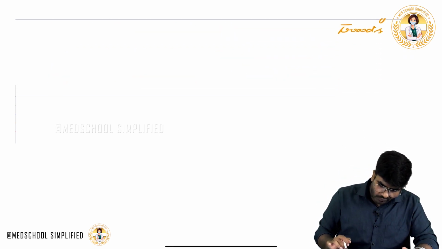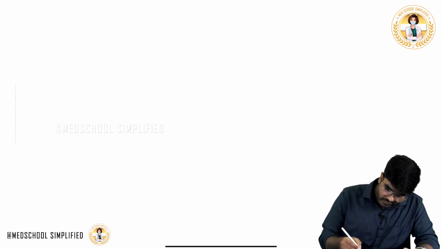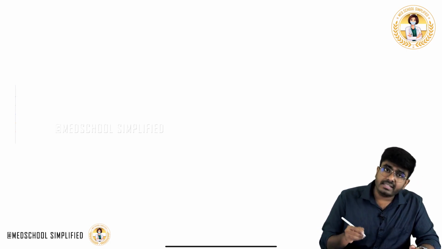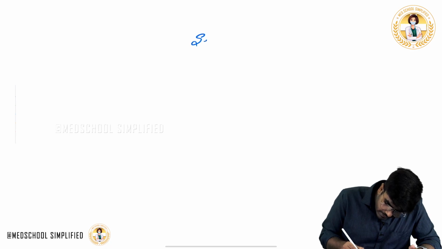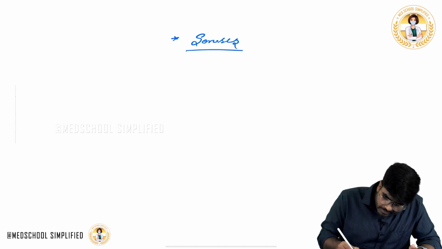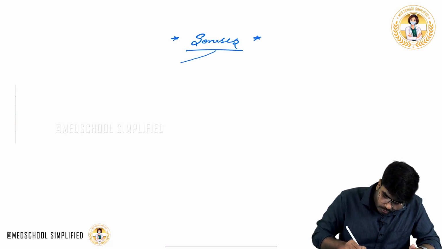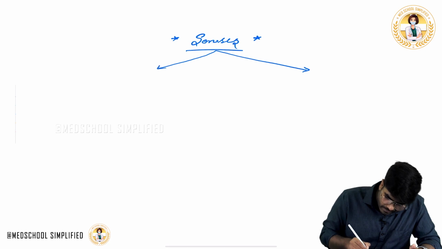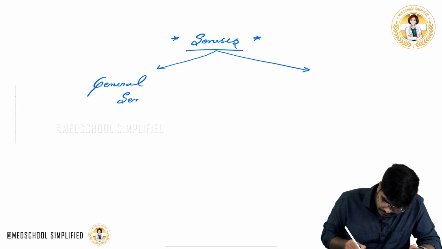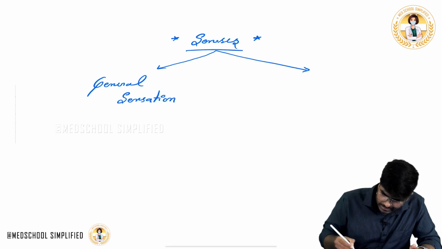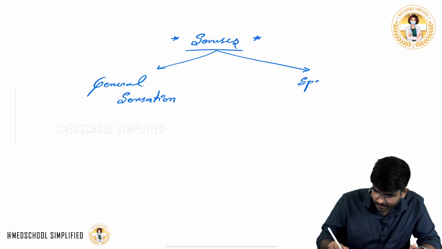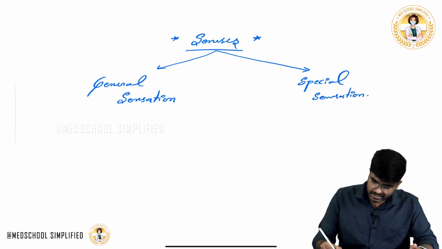Now, after saying this, let's talk about the senses first. We are starting with the sensory nervous system. First topic is senses. How many types of senses are there? The senses are mainly classified into two types. First type is called general sensations and second type is called special sensations. General sensations, special sensations.